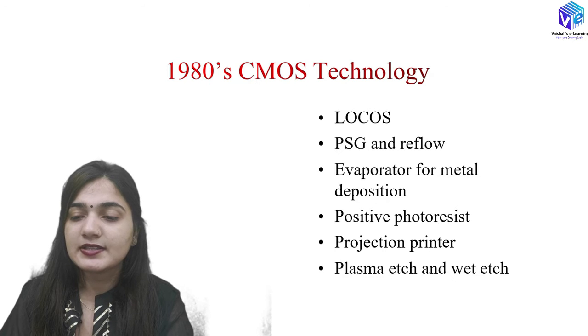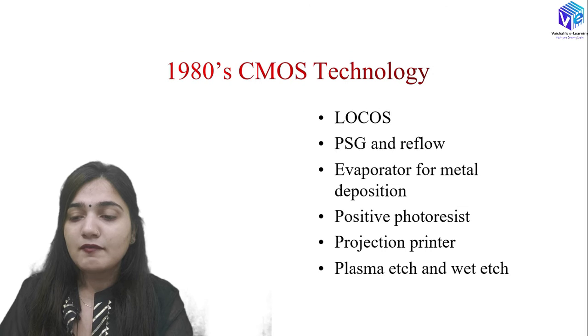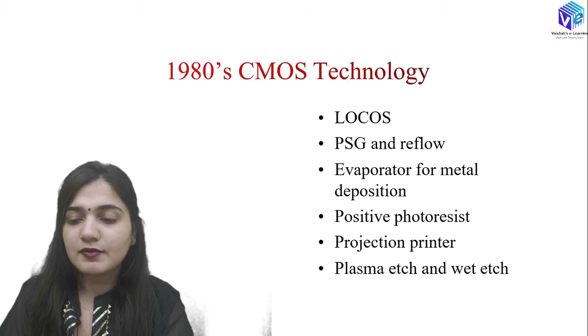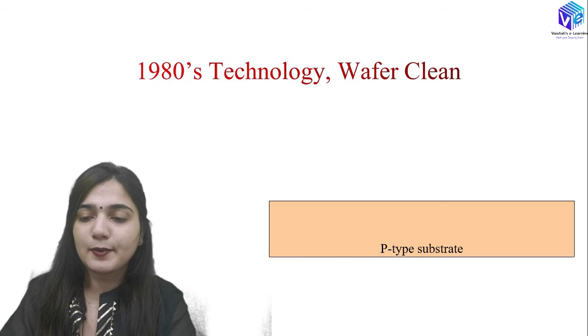In the 1980s CMOS technology, we were using the local oxidation of the silicon. We were using the phosphosilicate glass and the reflow of the phosphosilicate glass for the planarization. After that I was using the evaporator for the metal deposition. We were using the positive photoresist. Projection printer was used. After that we were using the plasma etching as well as the wet etching.